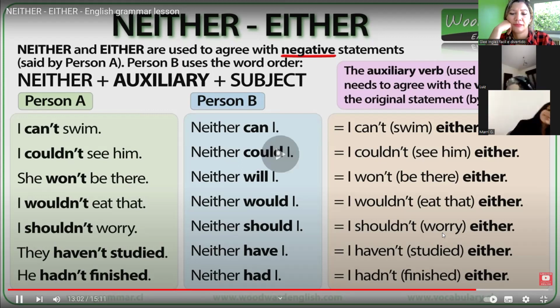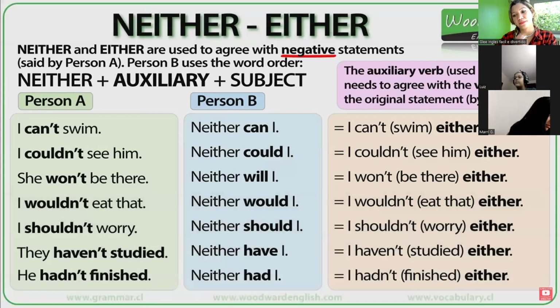So let's quickly go through each of these again. I can't swim. Neither can I. I couldn't see him. Neither could I. She won't be there. Neither will I. I wouldn't eat that. Neither would I. I shouldn't worry. Neither should I. They haven't studied. Neither have I. He hadn't finished. Neither had I.